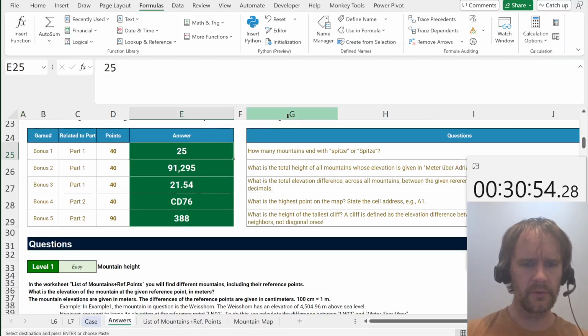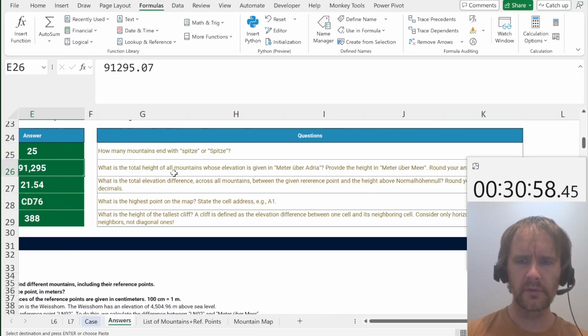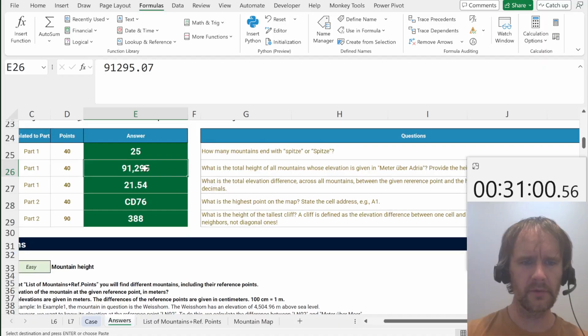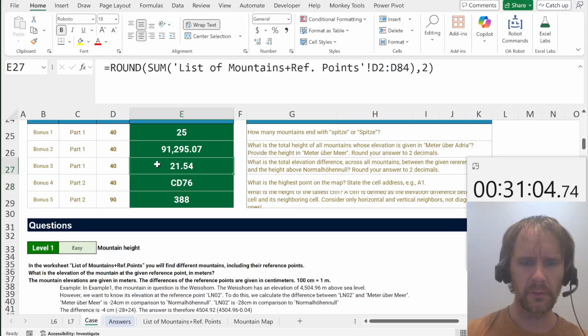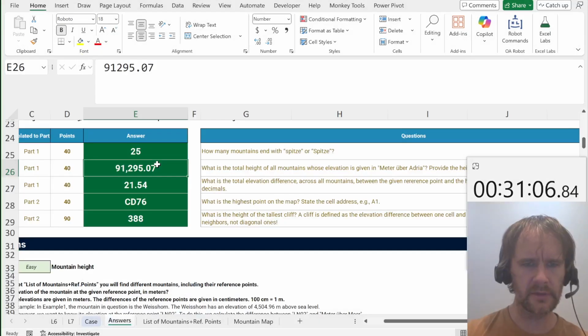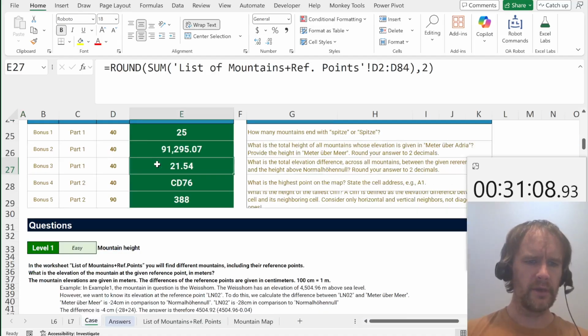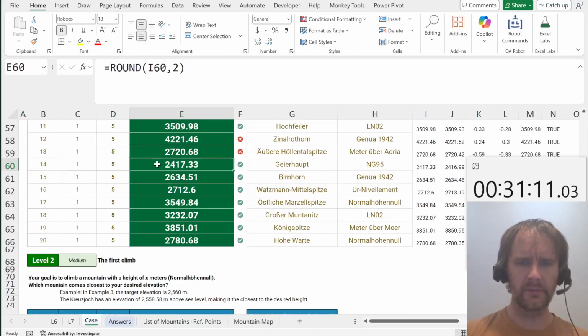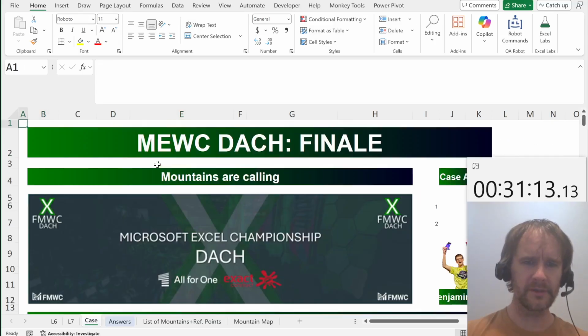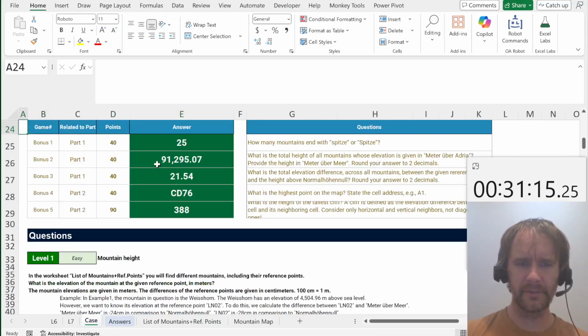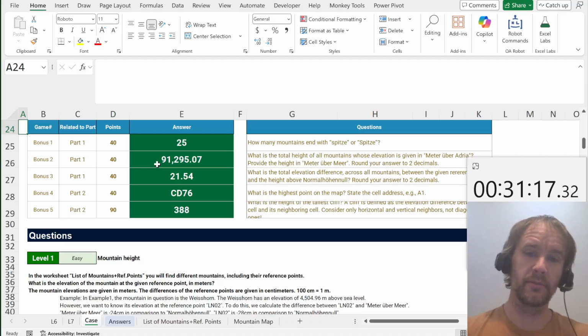25, 91, 295. Huh? It did say around. Oh yeah, no, there aren't. Okay, it does agree. They're just not shown for some reason, but fine. 21.54, CD76, and 388. Okay, cool. So yeah, I got everything except some of level 1. I'm hoping that's just a mistake. But anyway. All right, definitely smoother than my first run through.